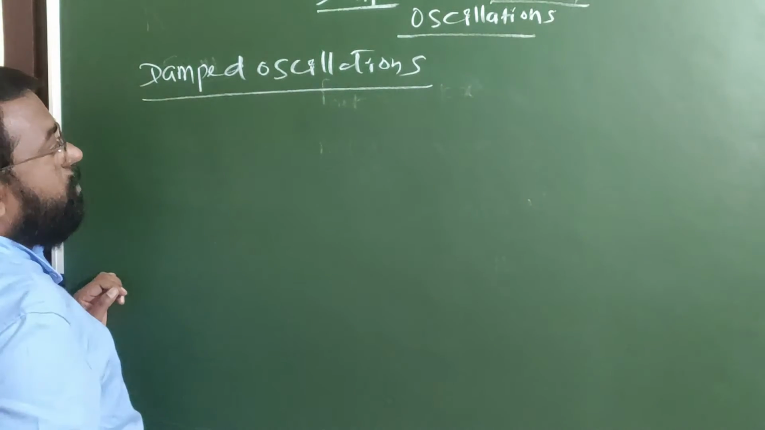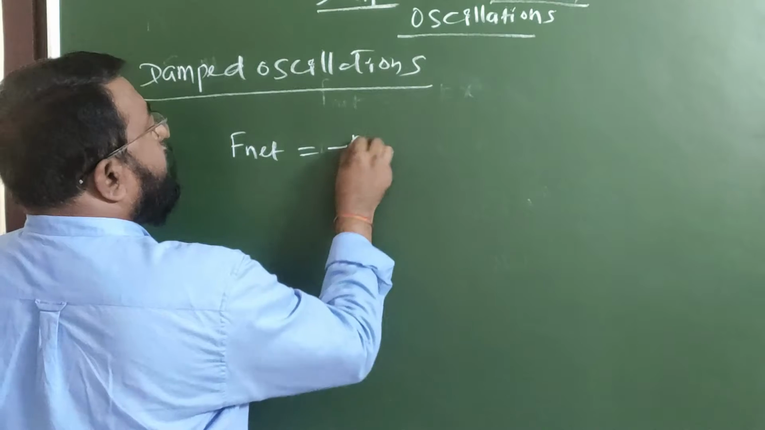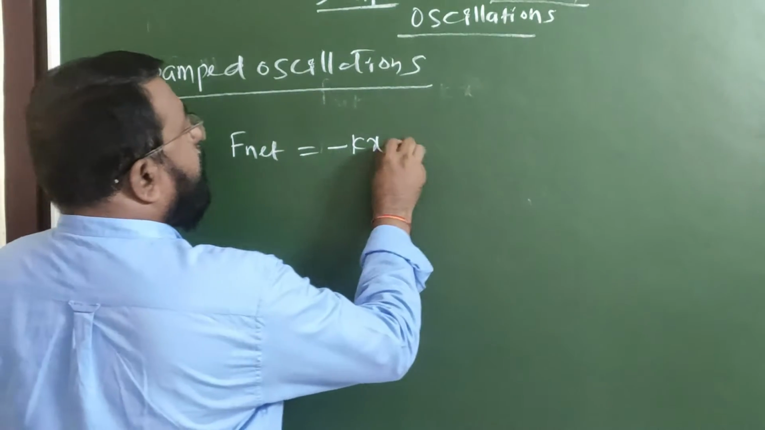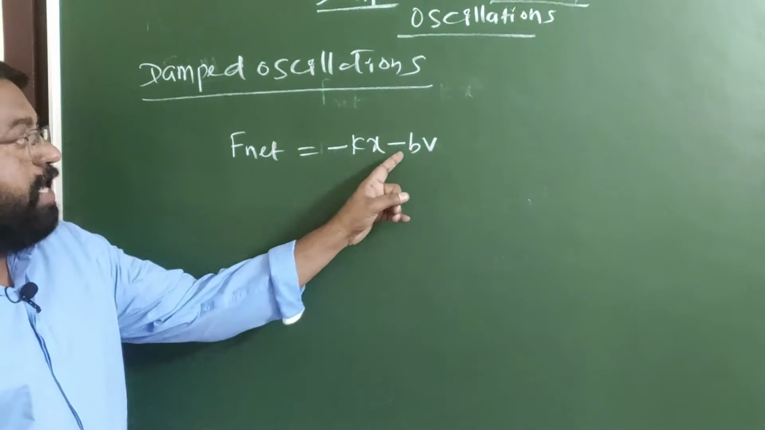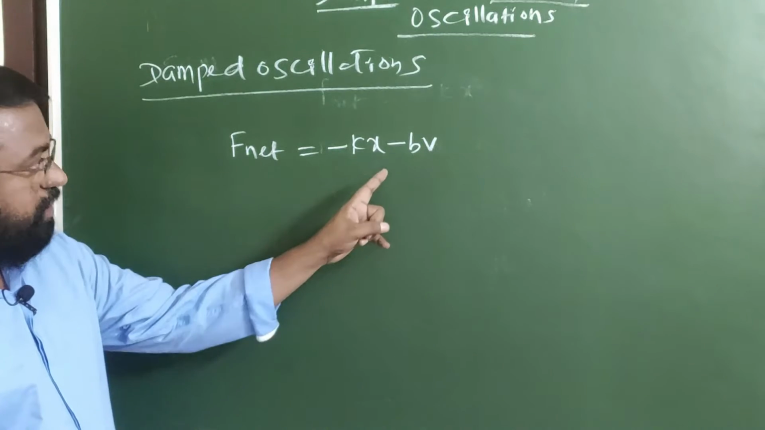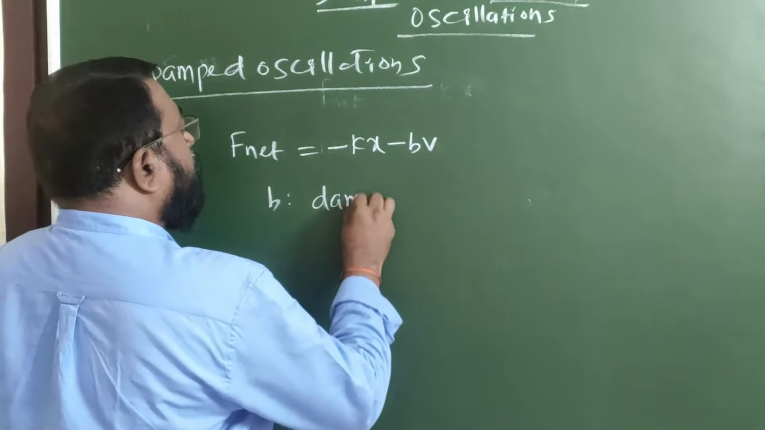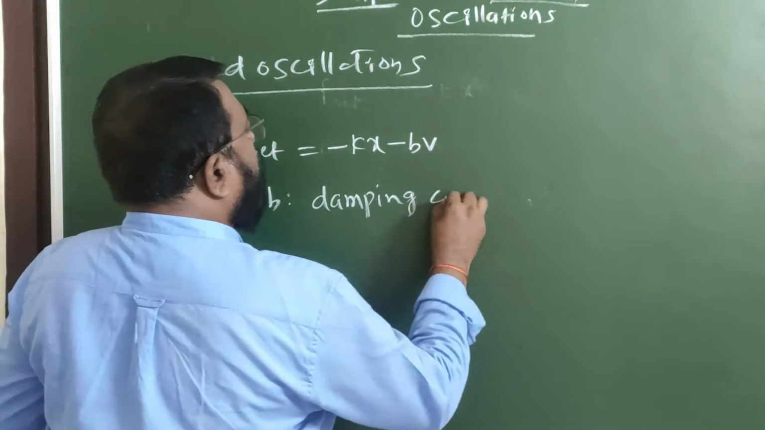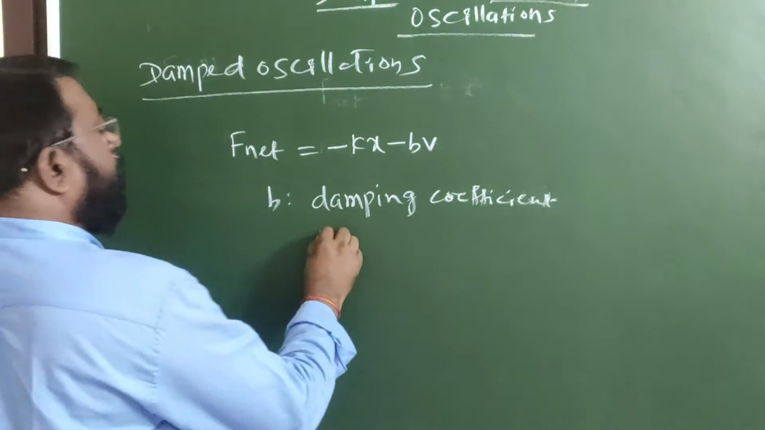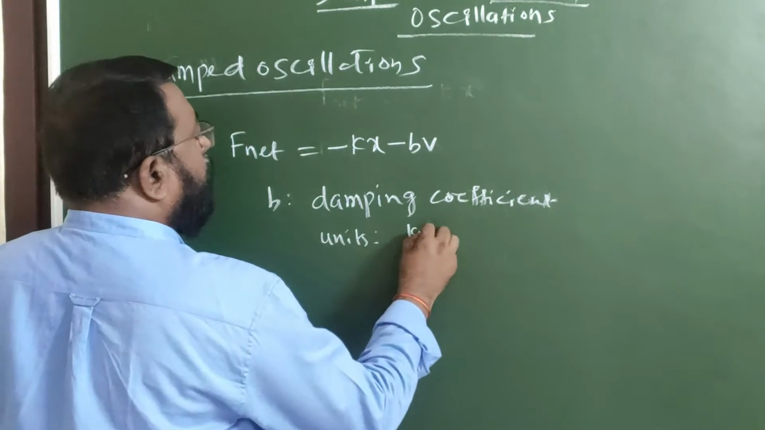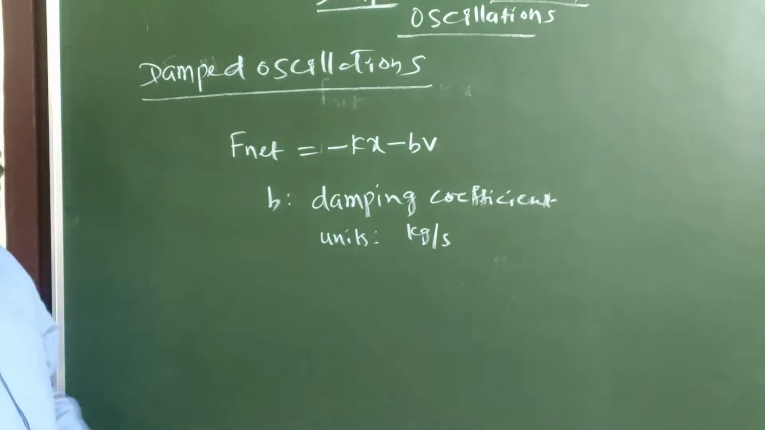Here when the object is oscillating, the net force F net is equal to the restoring force minus Kx, and another one is minus b v, this is the drag force. It is directly proportional to velocity and in the opposite direction, where b is the damping coefficient. Units: kg per second.